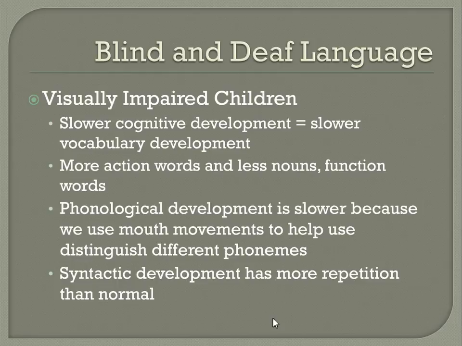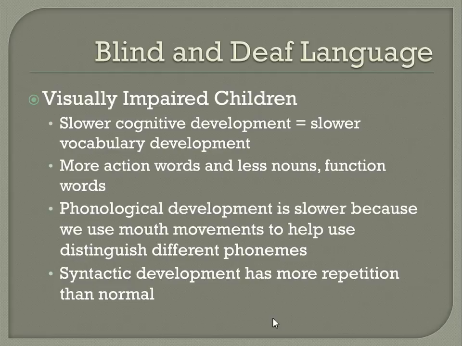Okay? So visually impaired children tend to have slower cognitive development, and that slows vocabulary development because so much of language is visual. You think language is spoken, but then there's reading, there's gestures, there's body language, so there's a lot of things that are missing. People tend to use more action words and fewer nouns and function words. So there are more action verbs, and fewer nouns and function words.